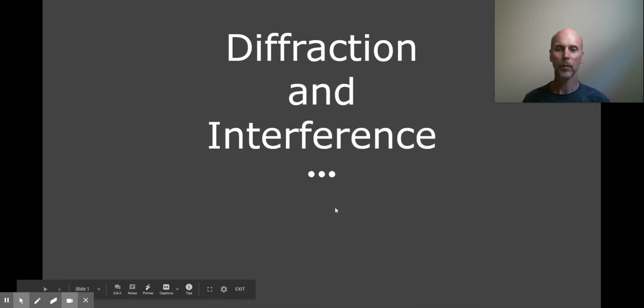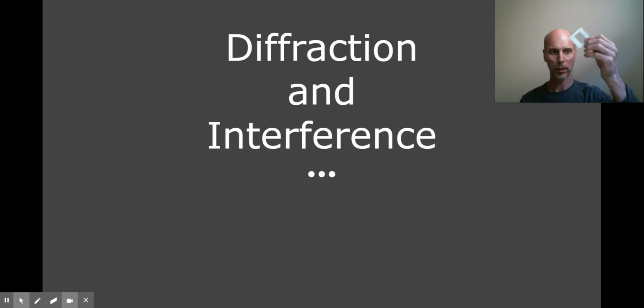Hey, we're going to continue our discussion about diffraction and interference and look at a second equation to solve for the interference pattern. Before we go too far, I thought I'd show you in real life what a diffraction grating looks like. Here's one right here. It's really just this thin little piece of plastic. Let me show you the interference pattern.